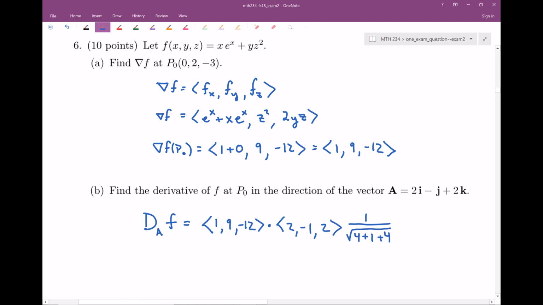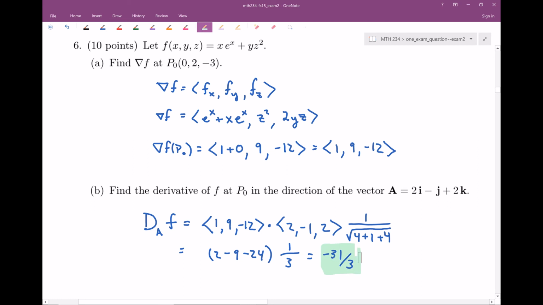There we go. And so we're going to have, let's see, 2 minus 9 minus 24, and then 1 divided by root 9, so that's going to be 1/3 altogether. So 2 minus 9 minus 24, so I'm thinking 7 and 24, that's 31. So let's see, this is going to be -31 divided by 3.